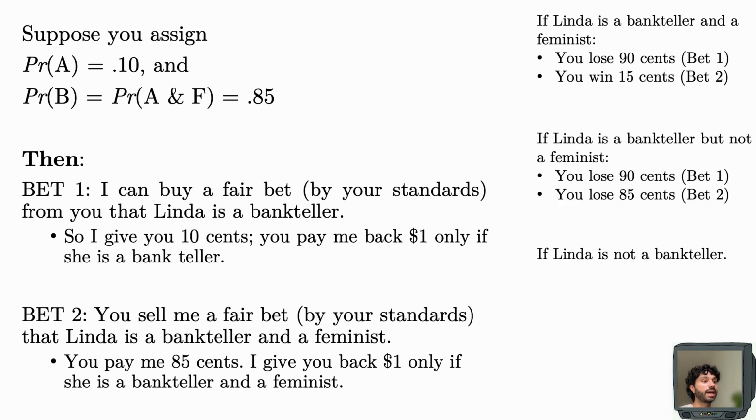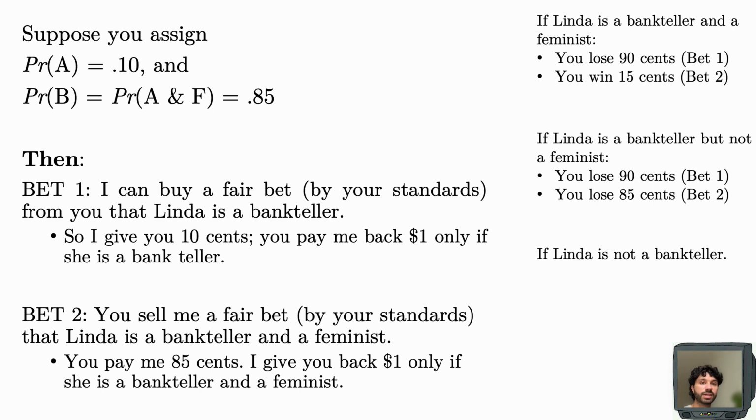If we look at the second case, where Linda is a bank teller but not a feminist, well, here you lose 90 cents from the first bet and you lose 85 cents from the second bet. Again, let's go through these carefully. So the first condition still holds. She is a bank teller, and so you give me back the dollar from the first bet. Right? It says that you pay me back $1 only if she's a bank teller, and she is a bank teller, so you give me back the dollar. But since I gave you 10 cents for the bet, then it's $1 minus the 10 cents.